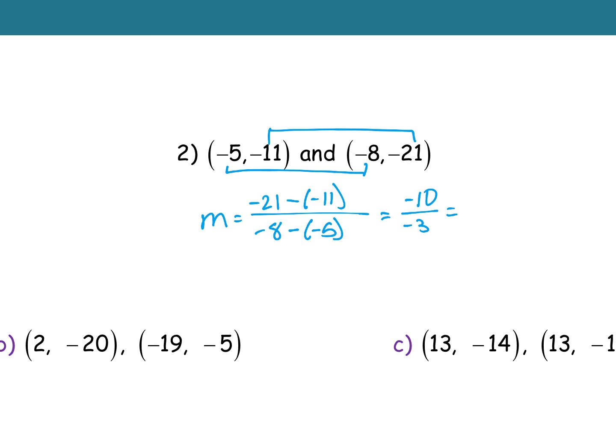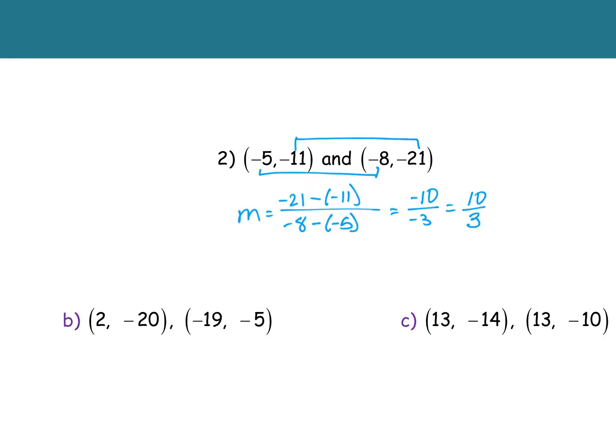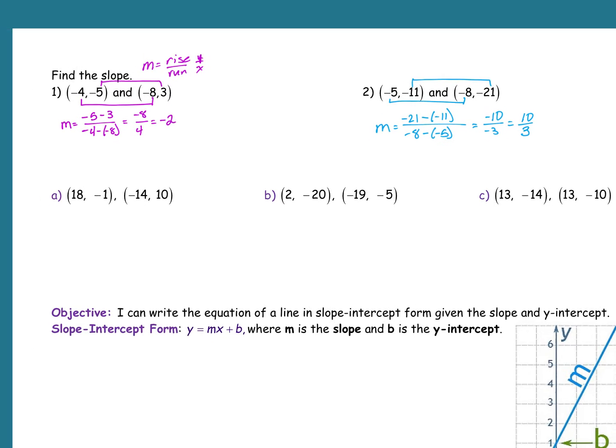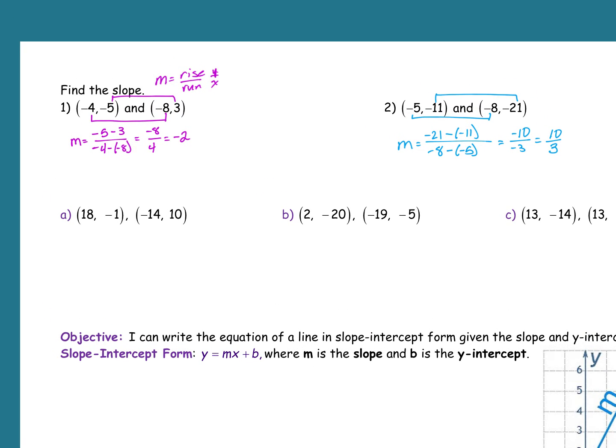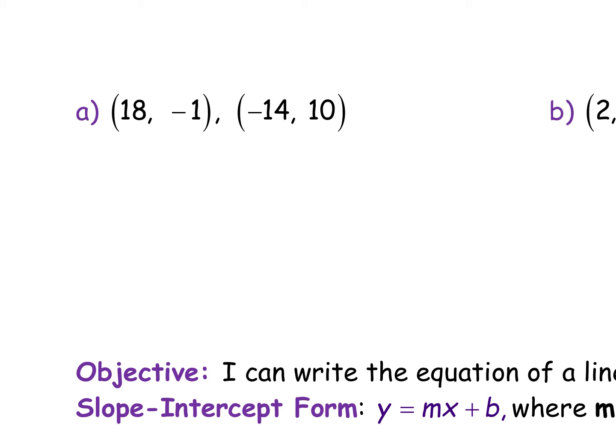So what does that mean my slope is? What's a negative divided by a negative? Positive. So it would just be 10 divided by 3, because 3 doesn't go into 10, right? And slope is a fraction, so I'm not going to turn it into a mixed number. I'm just going to leave it as a fraction. It's already simplified as much as possible, so it's just 10/3. Questions? Okay, will you please do A through C? Yes, you may.